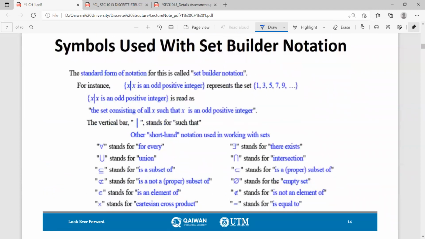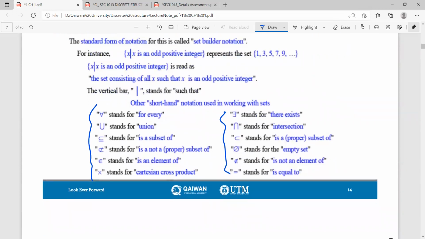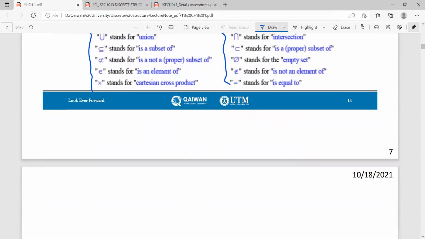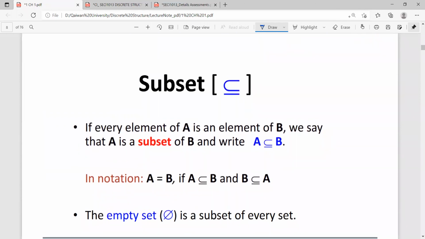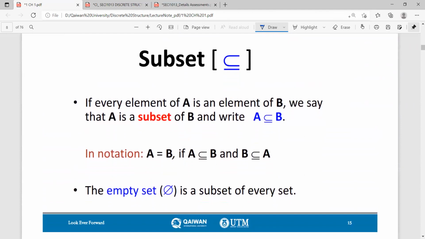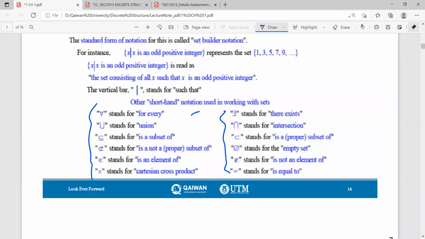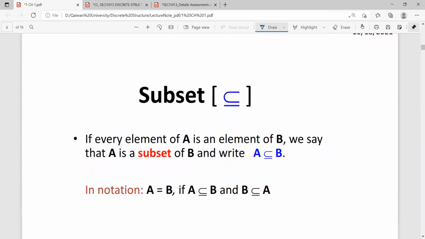And we have these symbols. It's only the definitions of these symbols. You can read them by yourselves, okay? Now we have those symbols that we have here. We are going to talk about some of these symbols one by one.